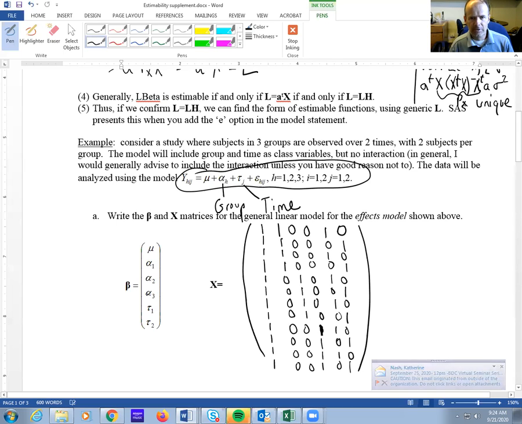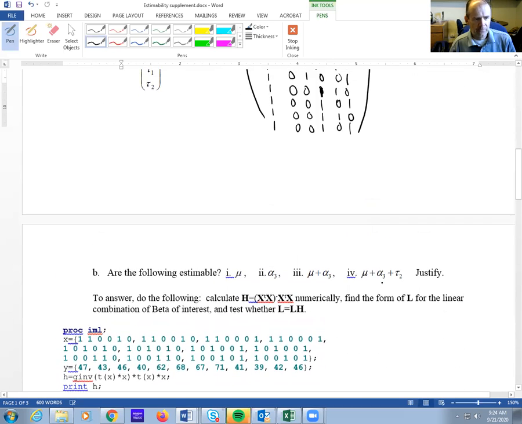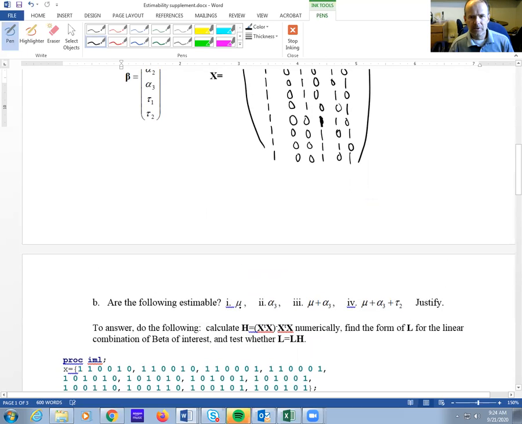In other words, what linear combinations of those parameters are uniquely and unbiasedly estimated? So here's our question, here are 4 different possibilities. Is the intercept itself estimable? In other words, is it unique? Is the effect for the third group estimable? What about the mean plus the third group effect? And finally, what about the mean plus the third group effect at the second time point? So these are some possible linear combinations of our parameters that we may be interested in.